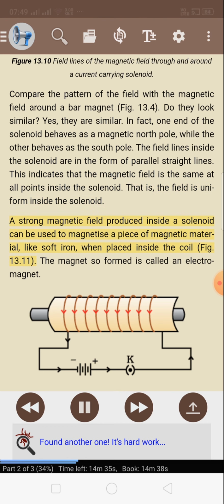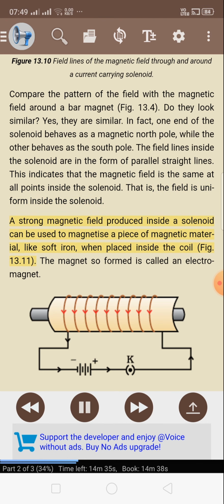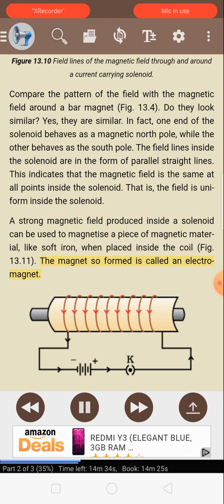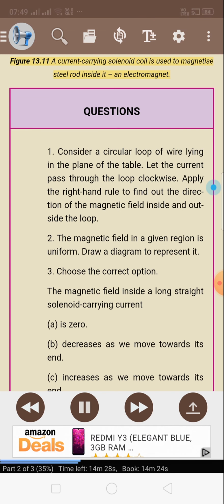A strong magnetic field produced inside a solenoid can be used to magnetize a piece of magnetic material, like soft iron, when placed inside the coil, Figure 13.11. The magnet so formed is called an electromagnet. Figure 13.11: A current carrying solenoid coil is used to magnetize a steel rod inside it, an electromagnet.